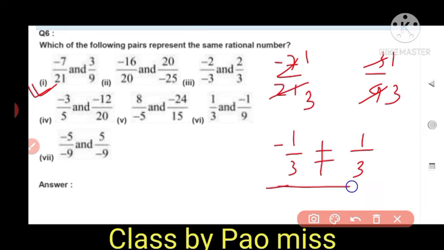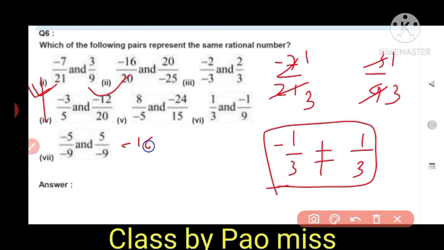You can write like this, in this way. Okay, you can give the symbol, they are not equal. So for one they are not equal. Now second one also. Second one is given what? Minus 16 upon 20 and 20 upon minus 25. Now both are negative, isn't it? Because either one number will be negative, that means that rational number will be a negative rational number.